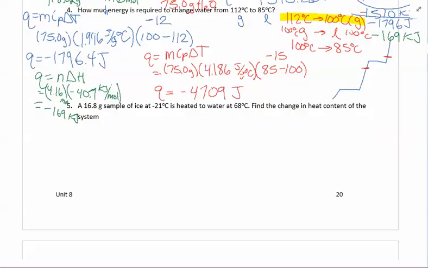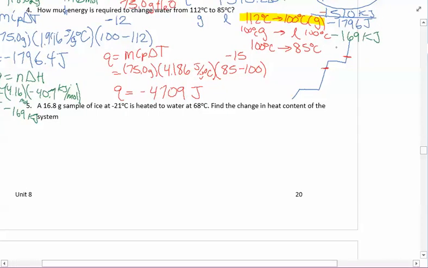Just want to point out here, the value in my problem should be 4.186. I had flipped the 8 and the 1. So make sure you make that correction. You should end up with negative 4,709 joules, which we'll write right over here.